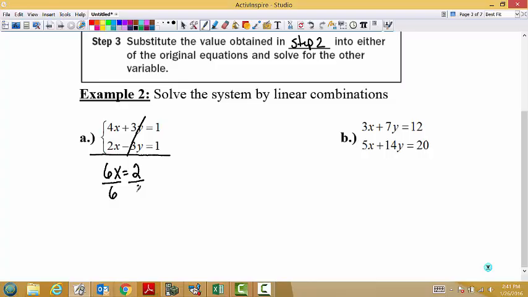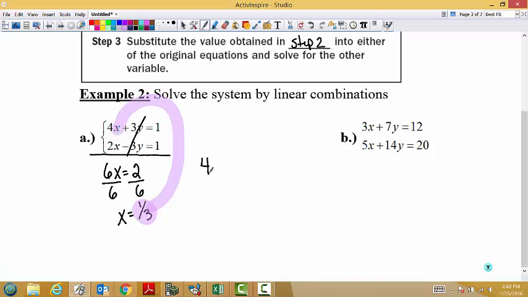Divide by 6. X equals 1/3. And now you take that x and you fill it back into either one of the first equations where the x is. It does not matter which one. Let's do the first one. I'm just going to take it and plug it in right there.